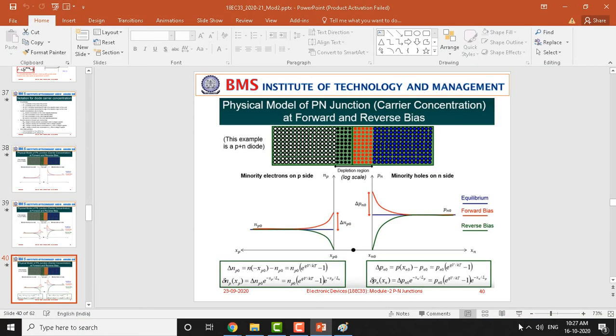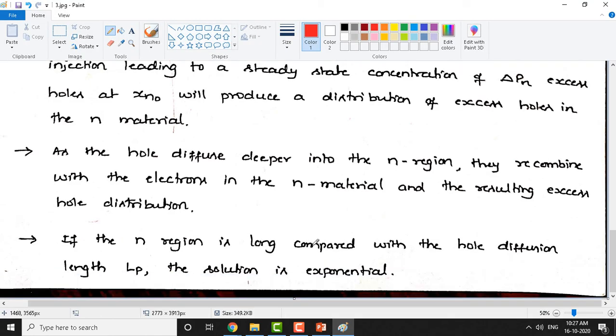Okay, so these details are covered in this material. If the n region is long compared with the hole diffusion length, I already mentioned diffusion length. Lp indicates how long the holes can travel in the neutral n region before they get recombined with the electrons here. That's what the Lp indicates. So the hole diffusion length is Lp.